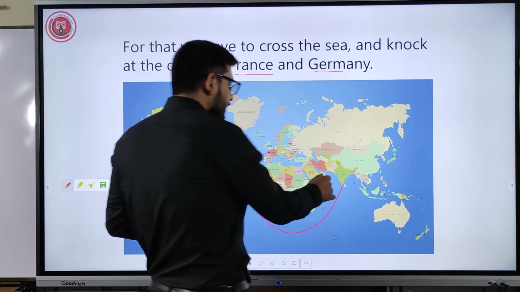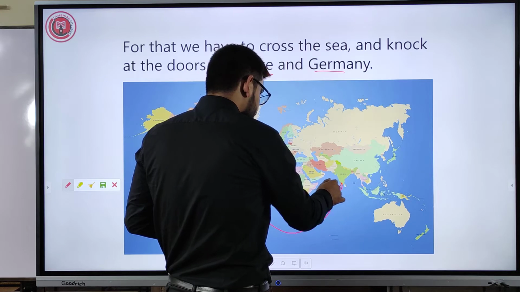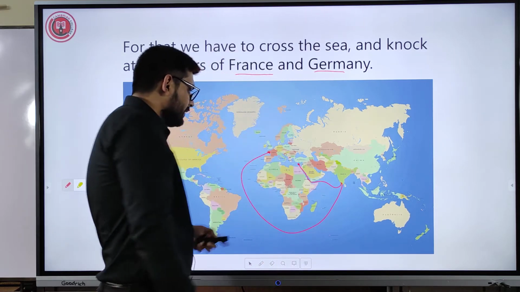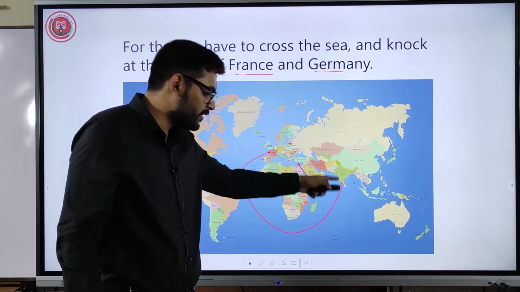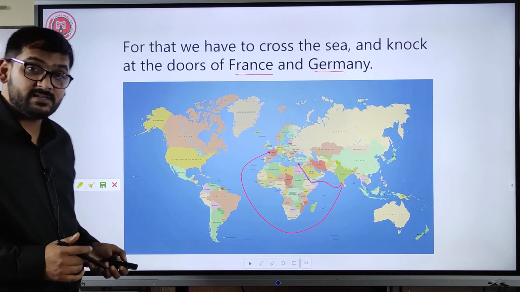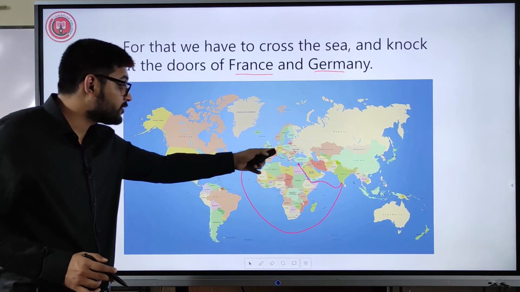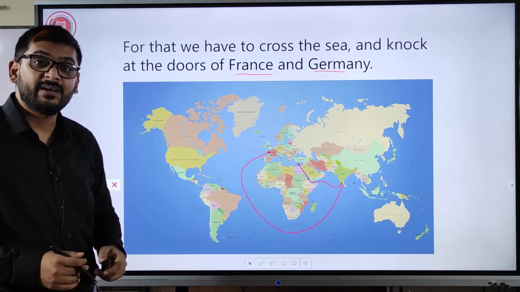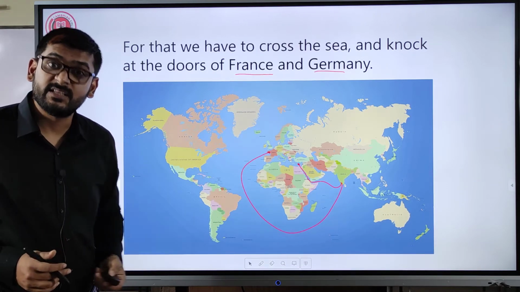There is a shortcut way through the Mediterranean Sea also. Okay? This longer route was actually discovered by Vasco da Gama. So, we have to cross the sea to be in France or Germany if we want to be in touch with the greatest, the most talented teachers.